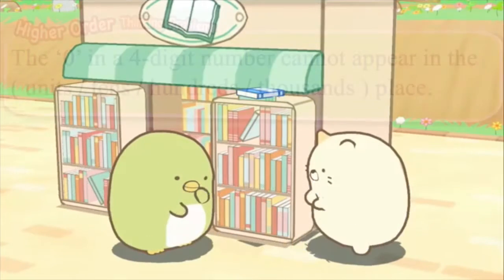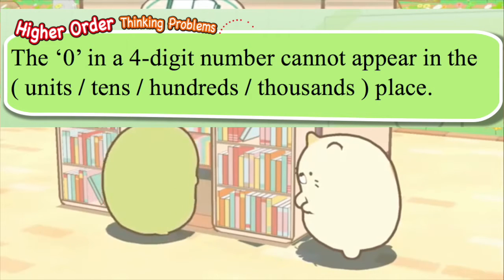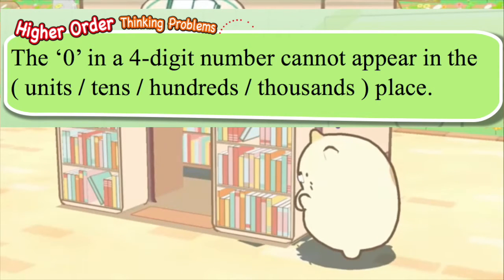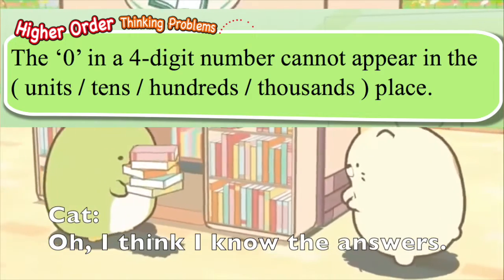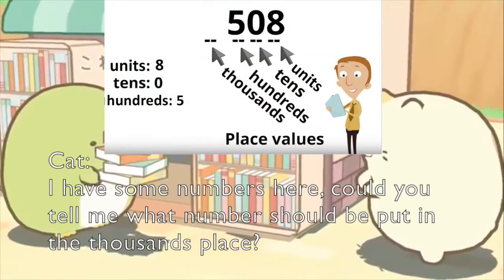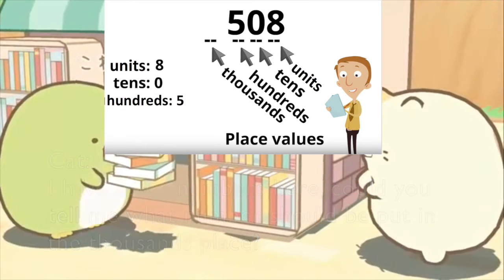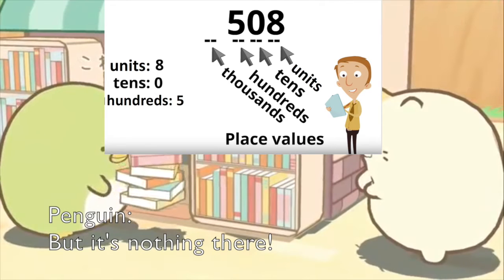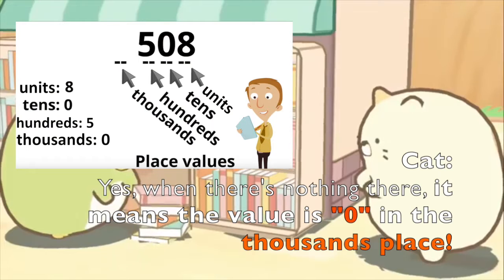Cat, I have a question from the textbook that I could not solve. Could you help me? The 0 in a 4-digit number cannot appear in the units, or tens, or hundreds, or thousands place. Oh, I think I know the answers now. I have some numbers here. Can you tell me what numbers should be put in the thousands place? But there's nothing there. Well, yes! When there's nothing there, it means the value is 0 in the thousands place.